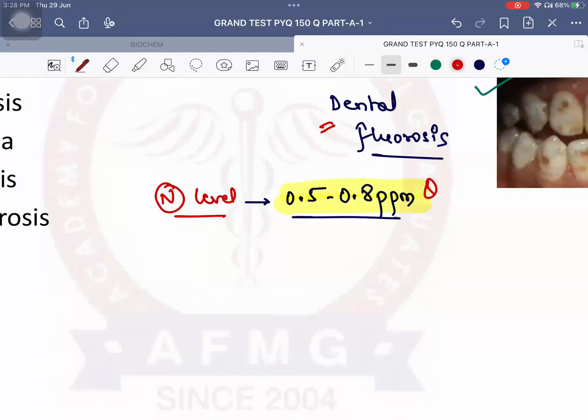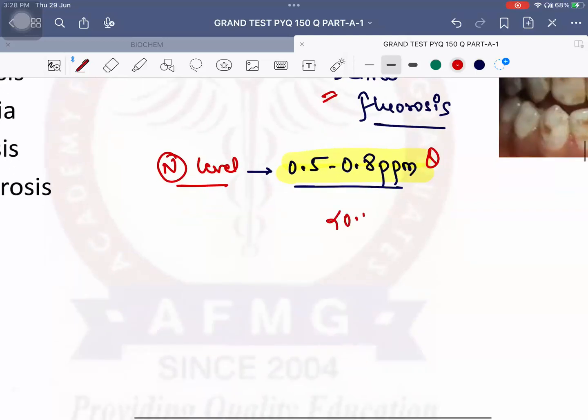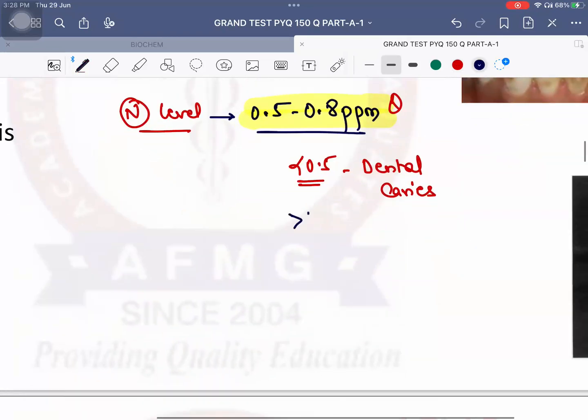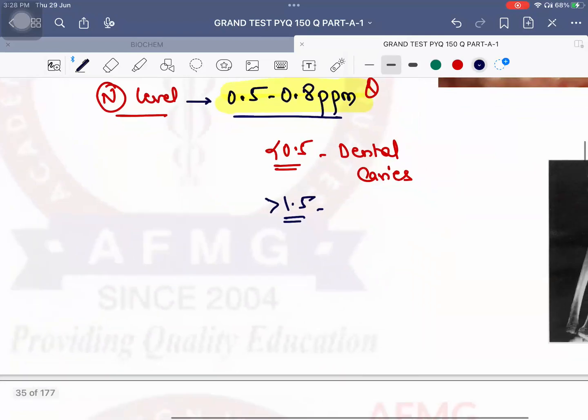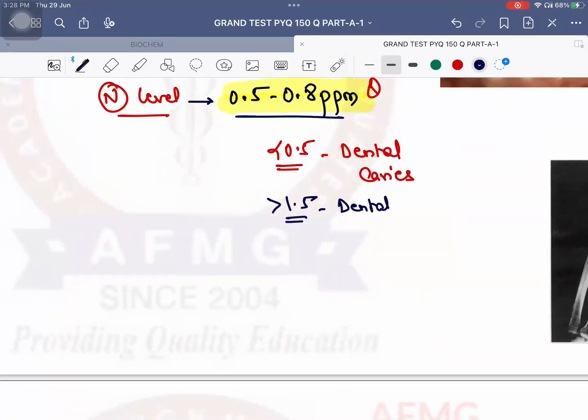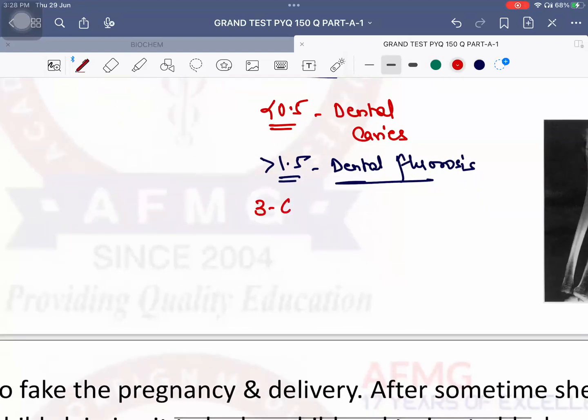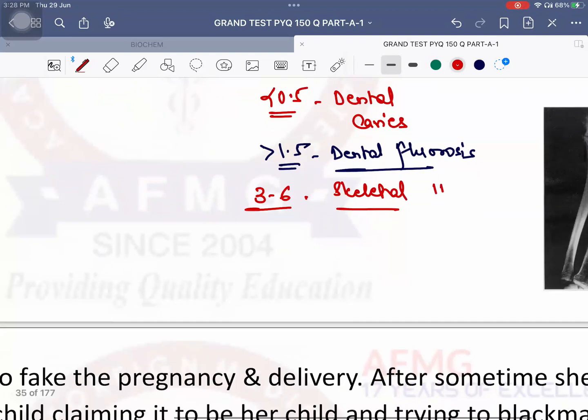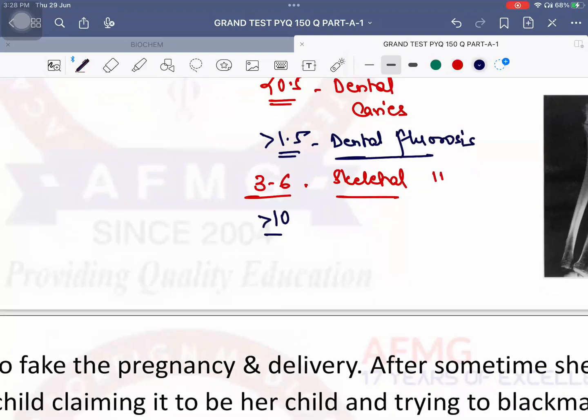0.5 to 0.8 ppm. If it goes below 0.5 ppm, then it causes dental caries. That is nothing else but dental infection. But when it goes more than 1.5, then it causes dental fluorosis. Fluorosis ना तो excess. ठीक है? Osis. So please remember, more than 1.5 that causes dental fluorosis. 3 to 6 ppm will cause skeletal fluorosis. That is, bony changes will be seen. And at more than 10 ppm, it will cause crippling fluorosis.